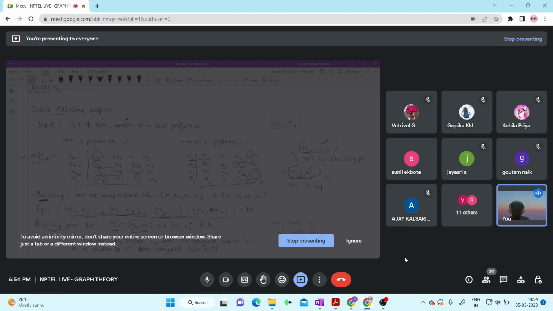So blocking pairs are defined with respect to some matching, and if some matching doesn't have any blocking pair, then that matching is stable.